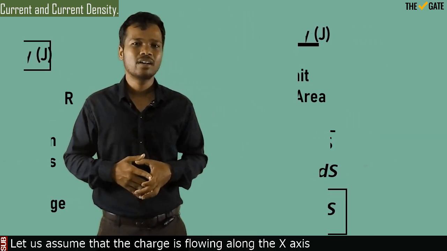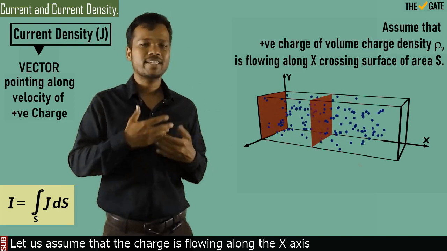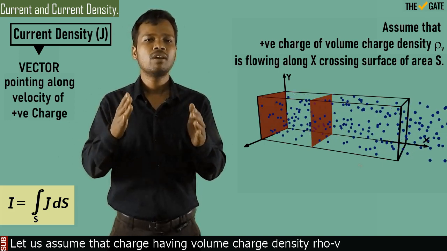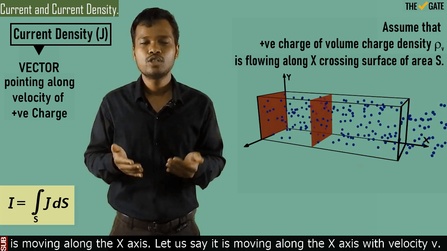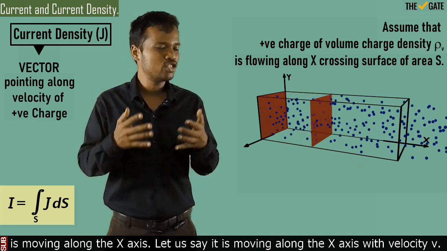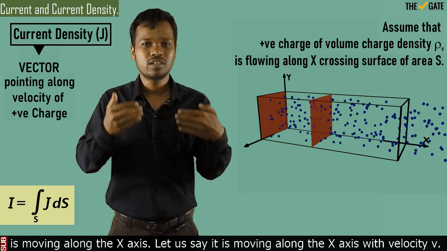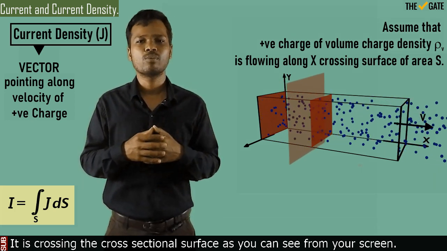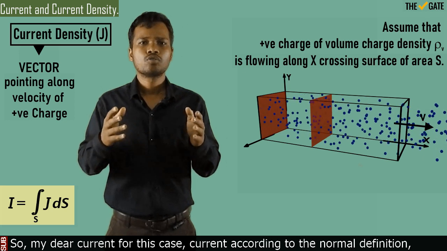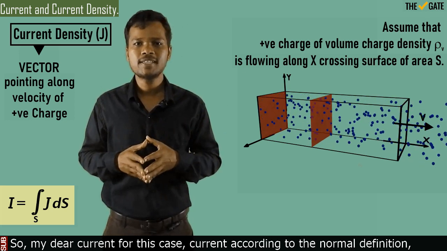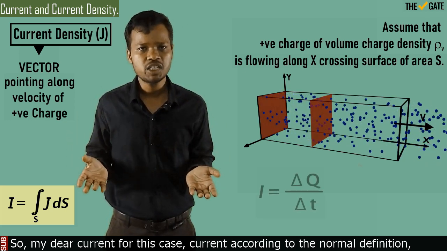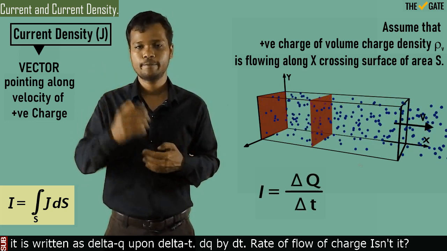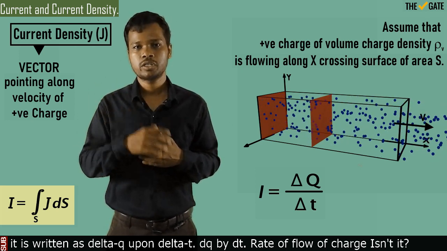Let us assume that the charge is flowing along the x-axis, as you can see from your screen. Let us assume that charge having volume charge density rho v is moving along the x-axis with velocity v. It is crossing the cross-sectional surface. So my dear, current according to the normal definition is written as delta Q upon delta T, dQ by dt, the rate of flow of charge, isn't it?